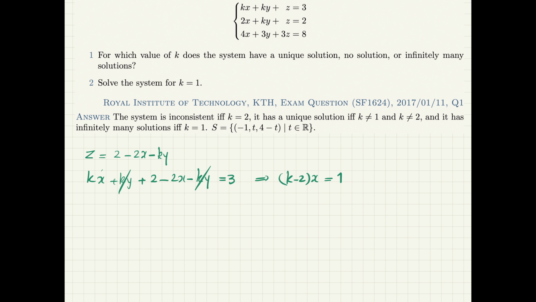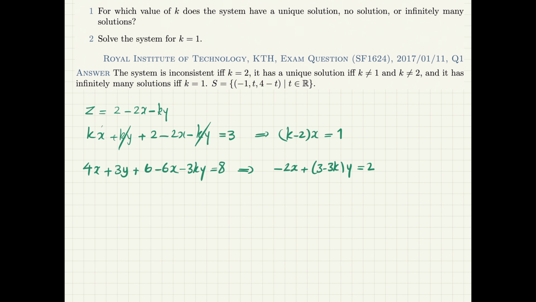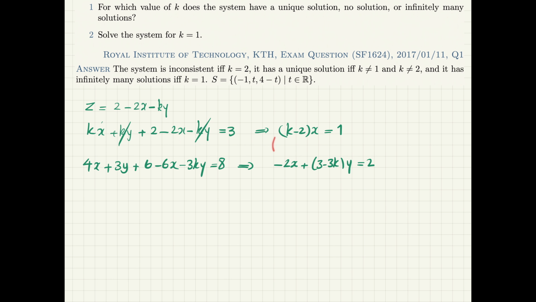This is one equation. I put it in the third equation. I multiply it by 3. 6 minus 6x minus 3ky is equal to 8. Let us simplify this a little bit. So this becomes minus 2x, and then I will have plus 3 minus 3ky, and on the right hand side I will have 2.